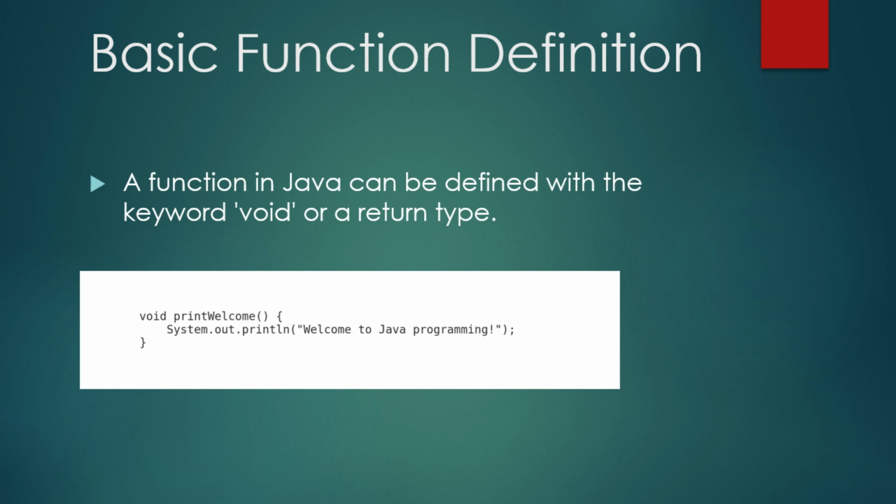void printWelcome, System.out.println("Welcome to Java programming"). This function printWelcome doesn't take any parameters and it doesn't return anything. Instead, it simply prints a message when called. Functions like this are great for encapsulating commonly used blocks of code.